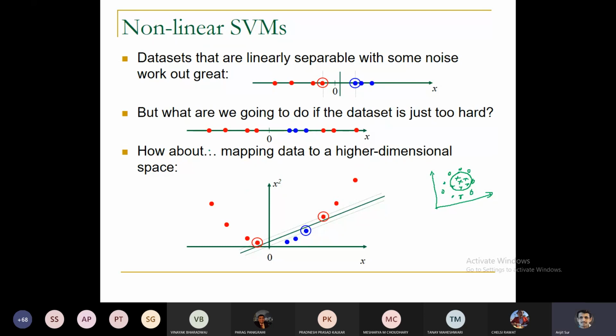So that is a data set that is linearly separable with some noise, which is great. But if the data is just too hard, like this kind of data, then the idea is this: how about mapping the data? So what we are trying to do is, let this be your dimensionality, and this data is something.